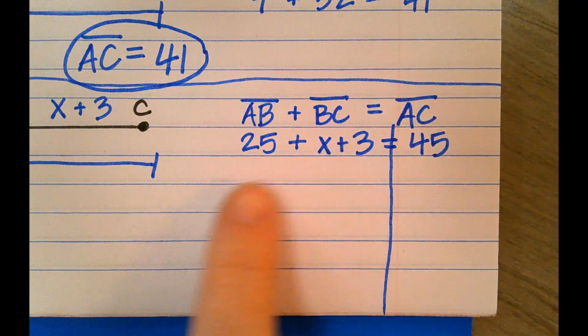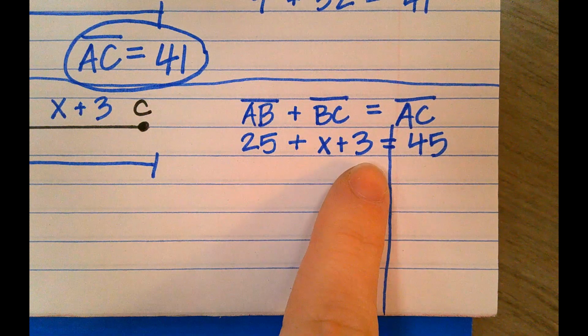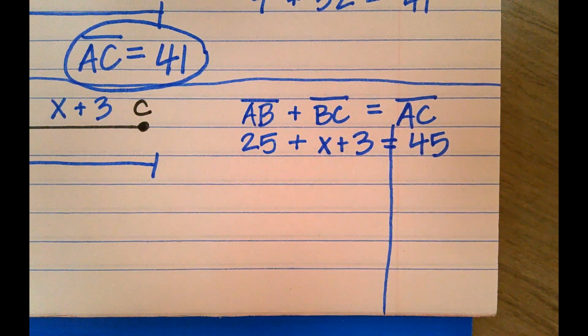So over here on this side of my equation, let's make sure we all understand what like terms are. Does anybody know what like terms are? What are like terms? They're similar. They're by themselves, they don't have a variable. Like terms could have a variable, exactly the same. But in this one it'd be 25 and 3.